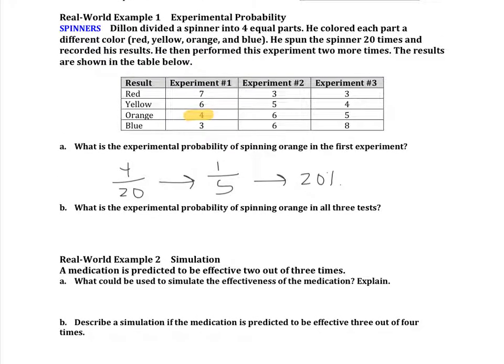Question 2. What is the experimental probability of spinning orange in all 3 tests? So now we want to add up the 4 plus 6 plus 5, and that gives us 15 total times out of 60, because 20 for the first experiment, 20 for the second, and 20 for the third. So 15 out of 60 simplifies to 1/4, or 25%.